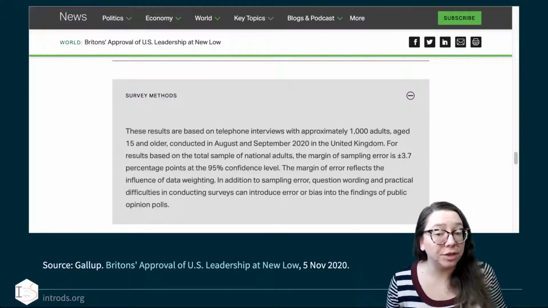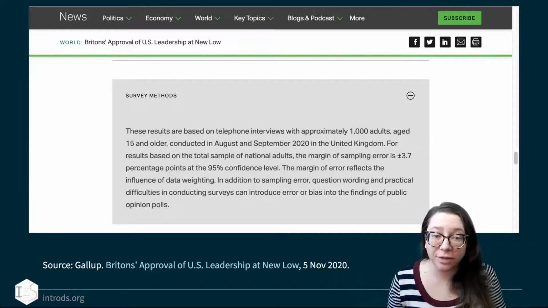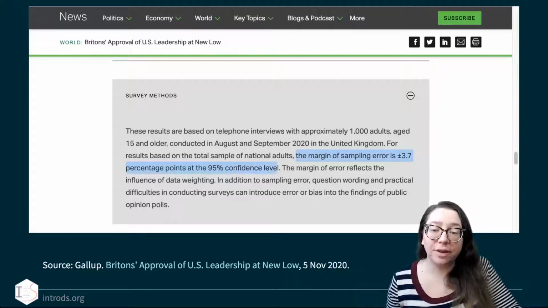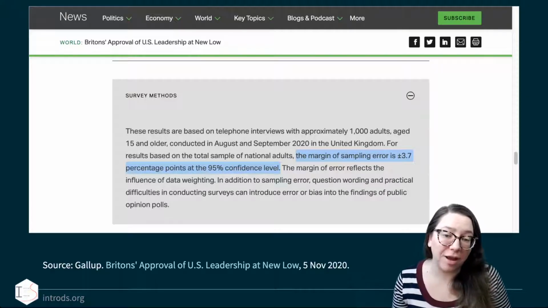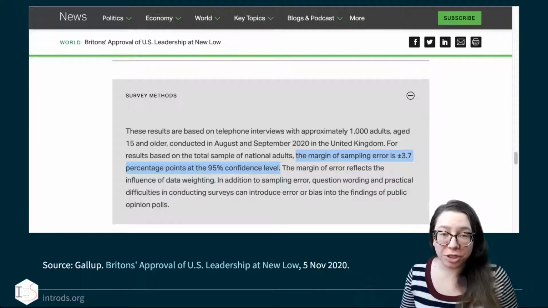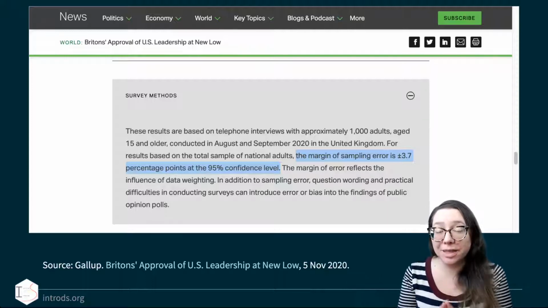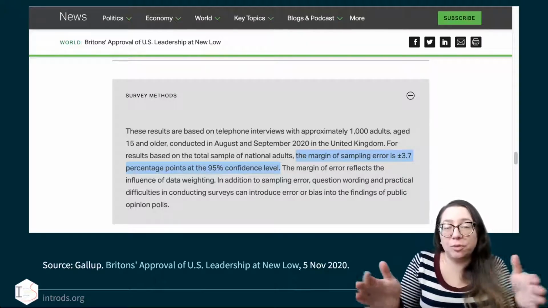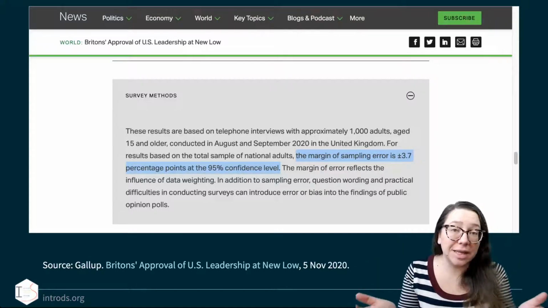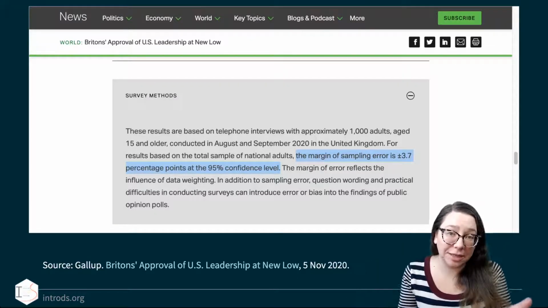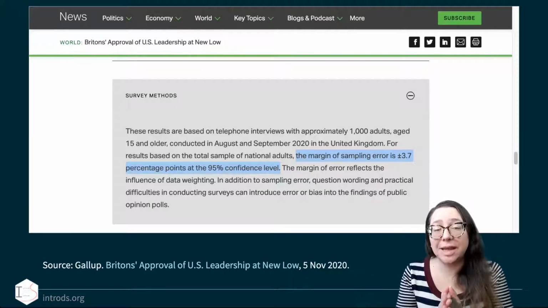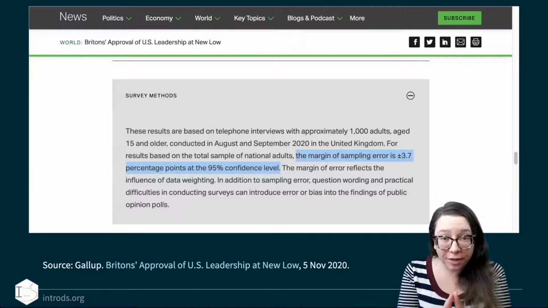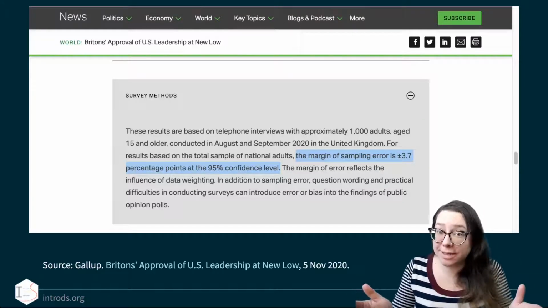For results based on the total sample of national adults, so that's that full sample, the margin of sampling error is 3.7 percentage points at the 95% confidence level. What we mean by that margin of sampling error is that give or take. Remember, we said, wouldn't it be nice if I could report my sample statistic and then say give or take something to provide a range around it? Well, this is that range around the 15% sample statistic that Gallup is reporting. So they're really saying that the percentage of Britons who approve of US leadership is 15%, give or take 3.7 percentage points.